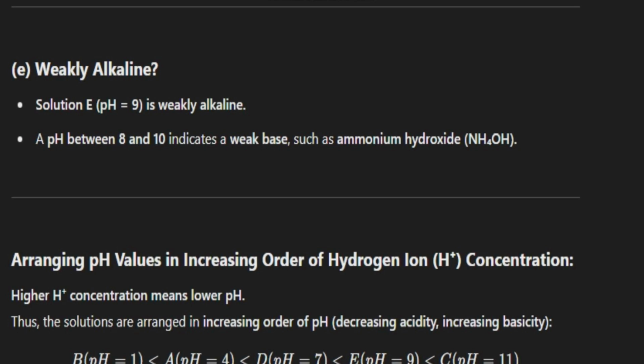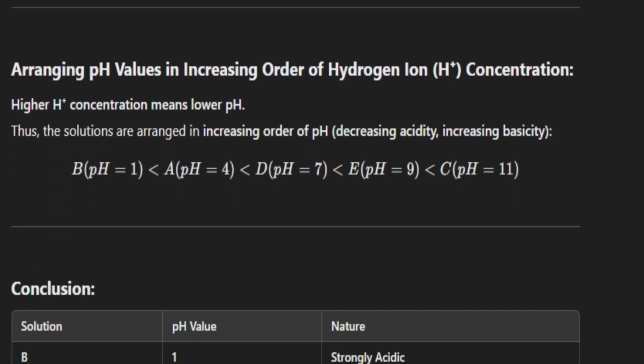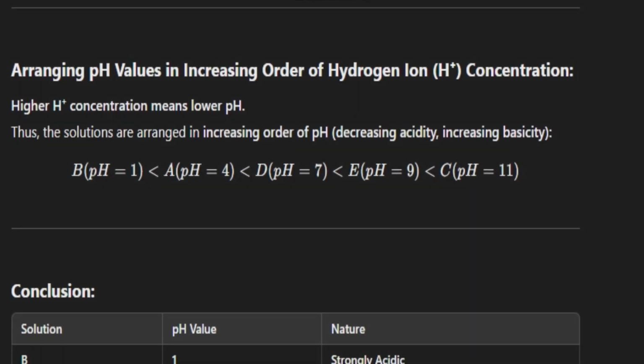Arranging pH values in increasing order of hydrogen ion (H+) concentration: higher H+ concentration means lower pH. Thus, the solutions are arranged in increasing order of pH, decreasing acidity, increasing basicity. B, pH equals 1, is less than A, pH equals 4, less than D, pH equals 7, less than A, pH equals 9, less than C, pH equals 11.